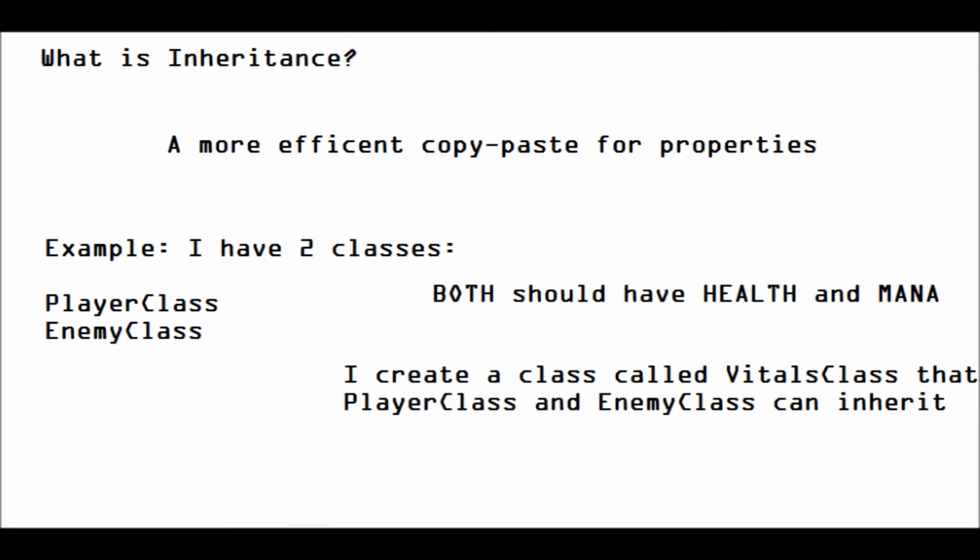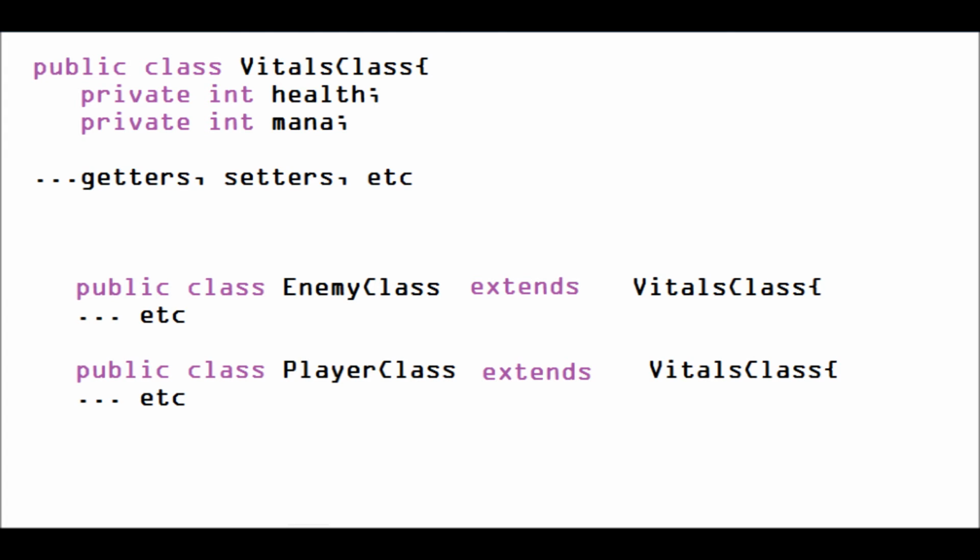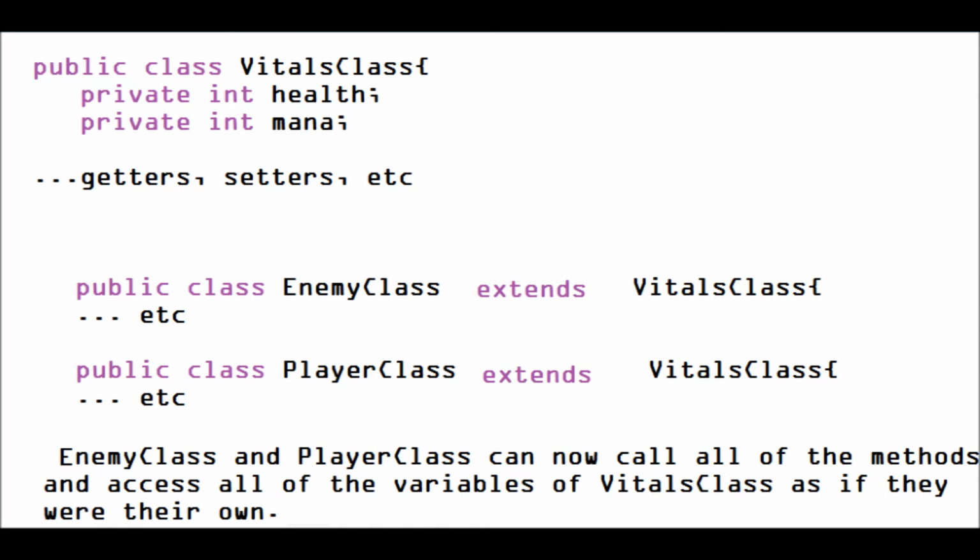So here we go. Let's start off with the Vitals class. It has the health and mana parameters with the getters and setters. And we say that the enemy class and the player class extend the Vitals class. What it does is it allows enemy class and player class to call and use all of the methods and access all of the variables that are in Vitals class as if those methods and those variables were their own. It effectively copies and pastes everything in the Vitals class to the enemy class and the player class. That's what it effectively does.